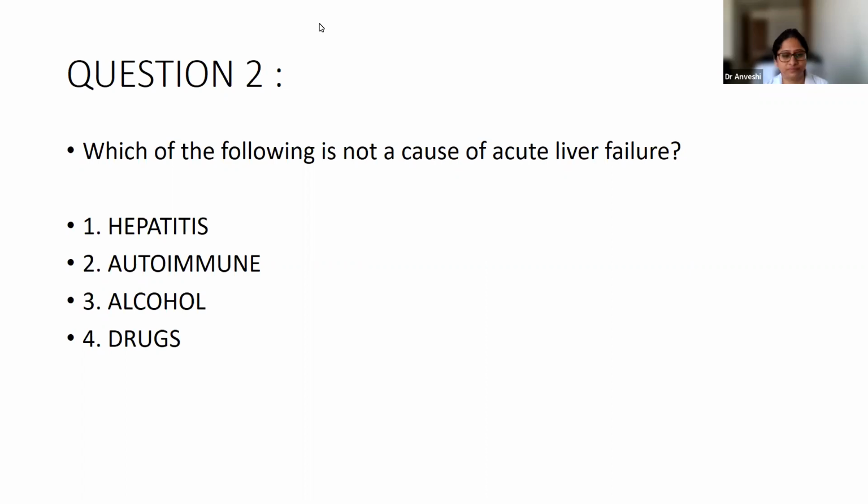The answer is alcohol. Yes. Once we classify liver failure into acute, hyperacute, and subacute liver failure, it is very important to know the etiology of liver failure. Once we identify the etiology, then we can initiate the proper treatment in that direction.